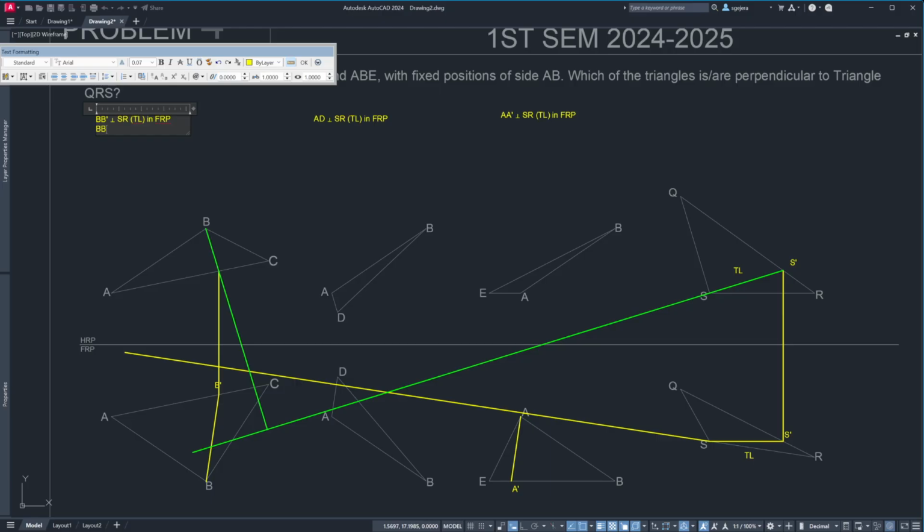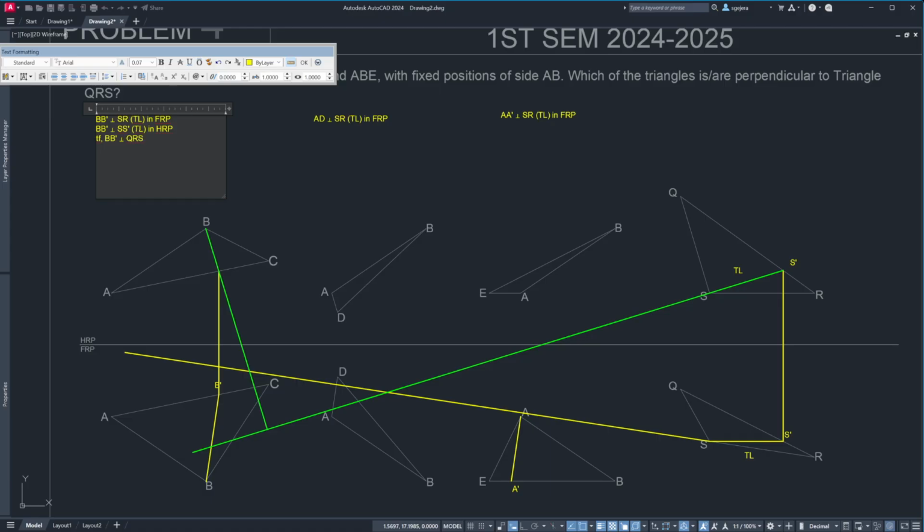Pero let's say that when we do this in manual pen and paper, parang if we do the sliding triangle or we do measure it in protractor, parang we see that it is very close to 90 degrees. So we can also say that BB prime here is perpendicular to SS prime, which is a true length in HRP. So therefore, let's just say TF. So that's saying therefore, BB prime is truly perpendicular to QRS, the plane QRS.